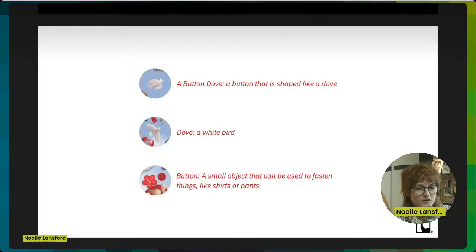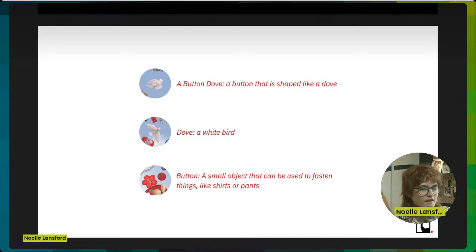What we've learned from our immediate surroundings on our I Spy page is that a dove is a white bird and a button is a small object that can be used to fasten things. Now, we didn't learn that exact definition of a button, but that's something that a lot of kids are going to know what it is already, right? And so we can use our immediate surroundings and our immediate knowledge to come to the conclusion that this thing both fastens clothing, could fasten clothing, and is shaped like a dove.